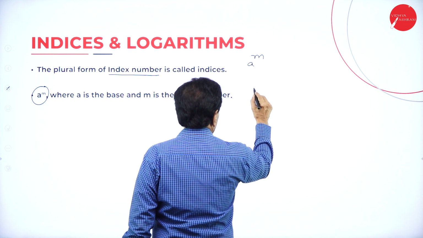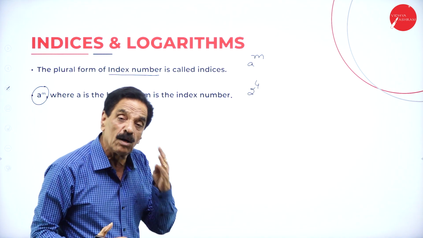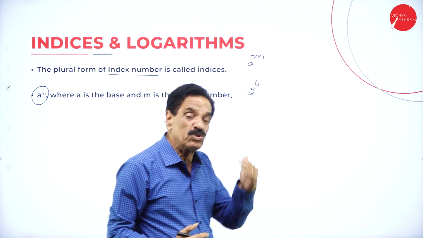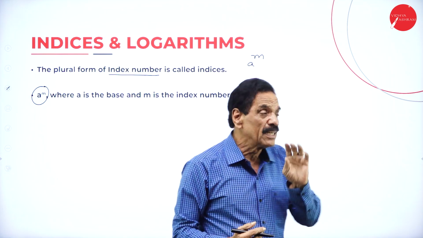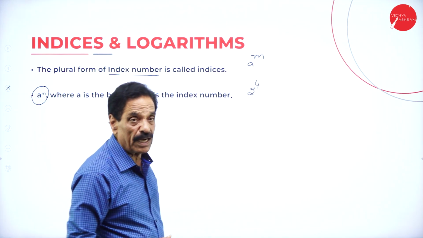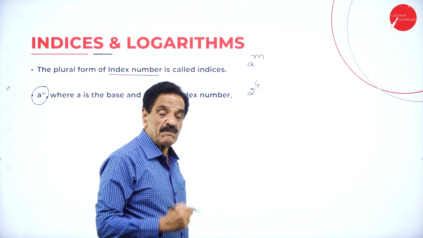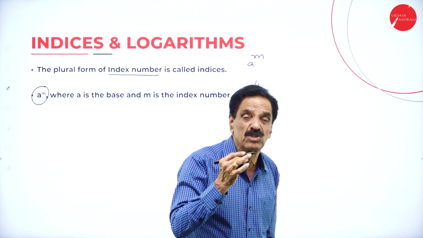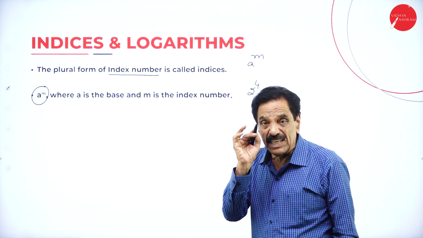If we write, for example, 2 to the power of 4, 2 can be written how many times? 4 times: 2 into 2 into 2 into 2. The number of times 2 repeats is 4. 4 is called the index number, 2 is called the base. We can say the plural form of index number is called indices.